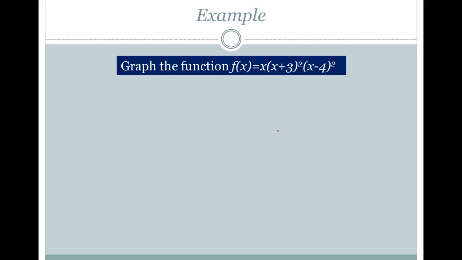Here's another one. Actually a pretty easy one because I've already factored it for you. But we should note that this is going to be a polynomial of degree 5, because I have x squared and an x. Positive leading coefficient, which again is going to be 1.